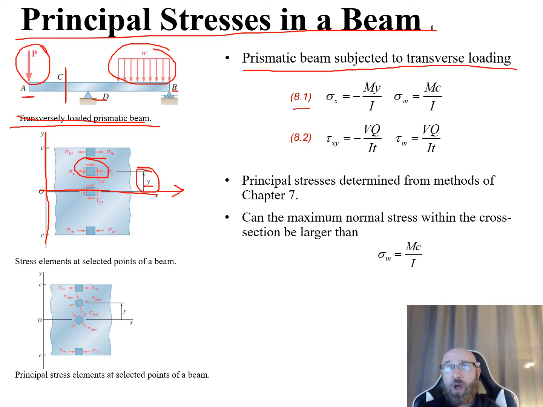At 8.1, we have our sigma x, our normal stress in our x direction. There's our x direction right here. So we have that normal stress in our x direction. We can see that right there.